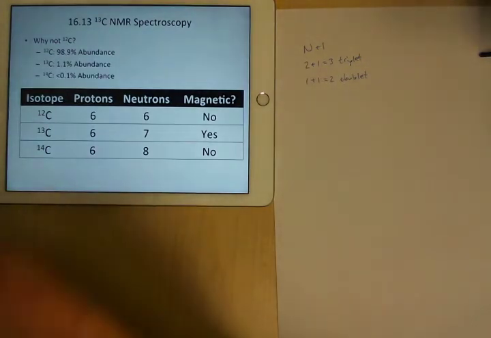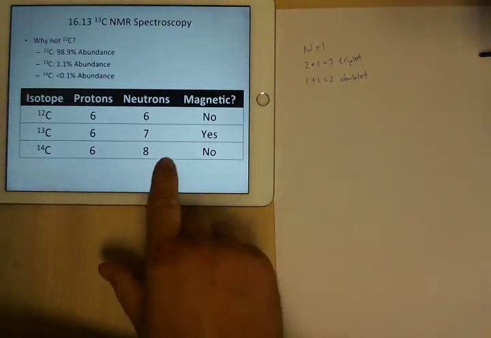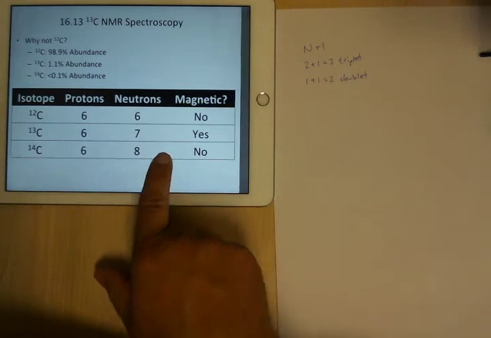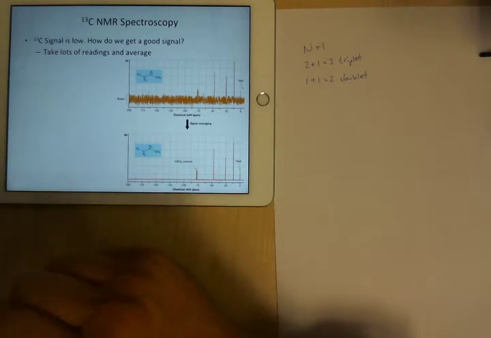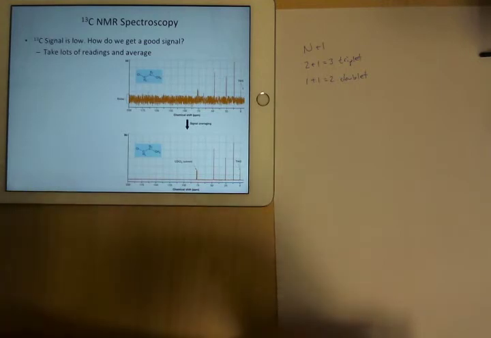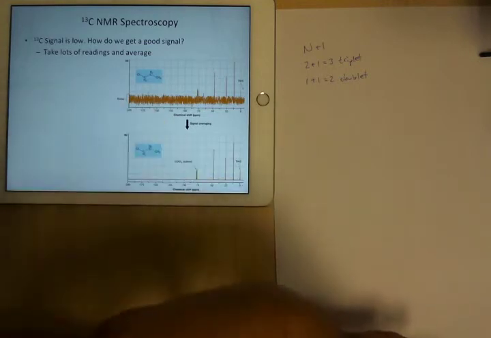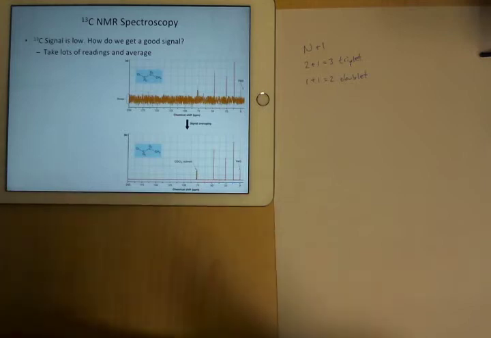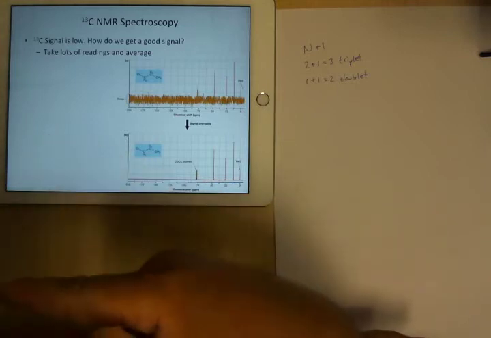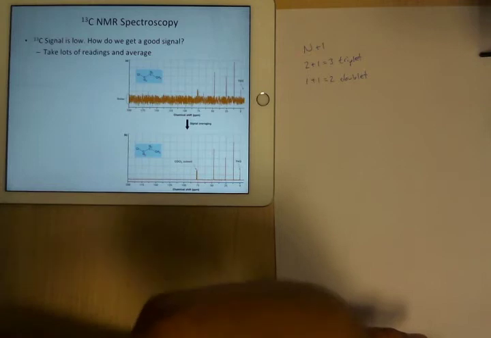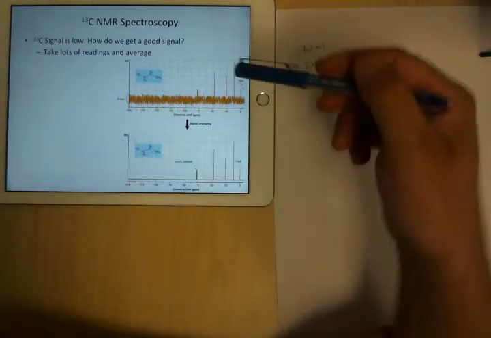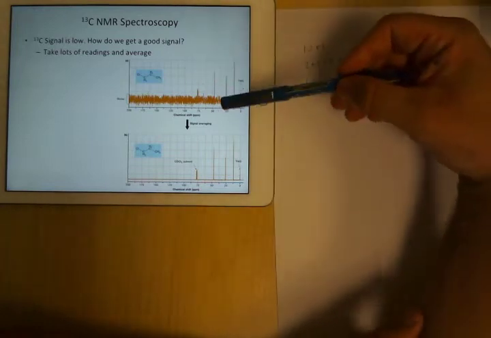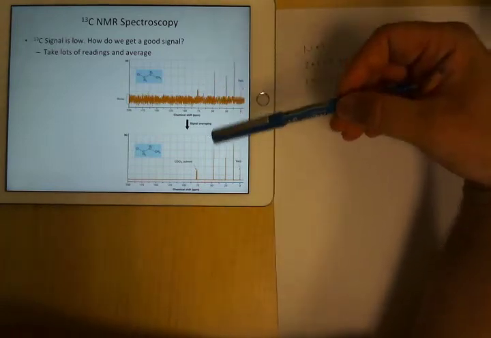1% of the carbon atoms are going to naturally have this magnetic nucleus, so we can take a look at that. The problem is the signal: you're only looking at that 1% that's actually going to give a signal. A single signal itself is going to be very, very low. So in order to do this, you take a lot of signals.